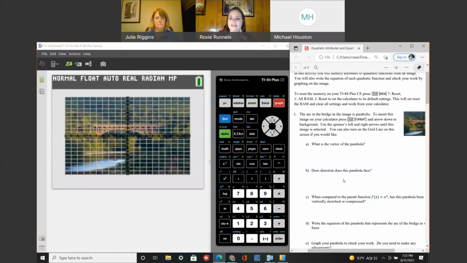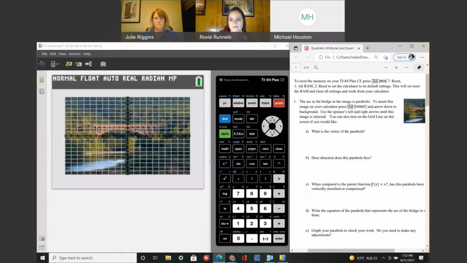I like to ask my students, what direction does this parabola face? Because that's going to lead them into thinking about that A value. Is your A value positive? Is it negative? And then we're going to talk about, when we compare that to this parent function, f of x is equal to x squared, is it vertically stretched or vertically compressed?